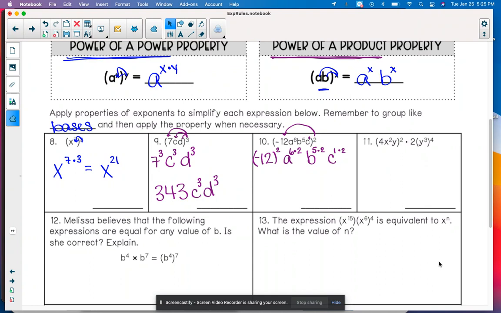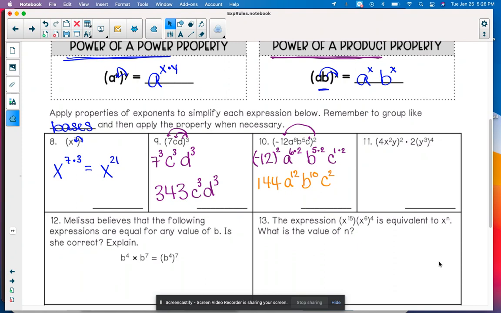So for negative 12 squared, this is 144. 6 times 2 is 12, so we have a to the 12th. 5 times 2 is 10, so b to the 10th. And finally, 1 times 2 gives us c squared. So go ahead and see if you can practice 11 on your own. I know it's hard, but you can do it.